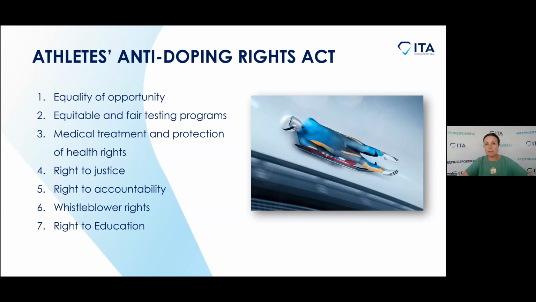Then we have the right to accountability. Any anti-doping organisation that has jurisdiction over an athlete has to be accountable for their actions or omissions, and athletes have the right to report compliance issues. Then we have whistleblower rights. This is access to anonymous or confidential mechanisms to report any potential or actual doping behaviour. For example, you can report this on the ITA's Reveal platform. And the final one on this slide, athletes have the right to receive education and information from anti-doping organisations, such as what we are doing today, of course.